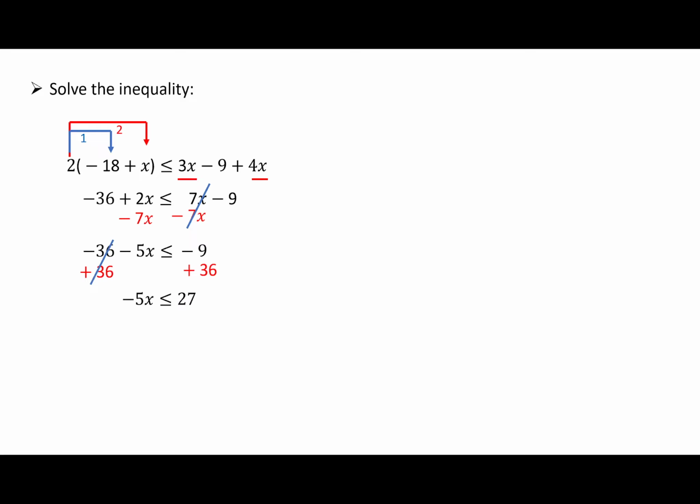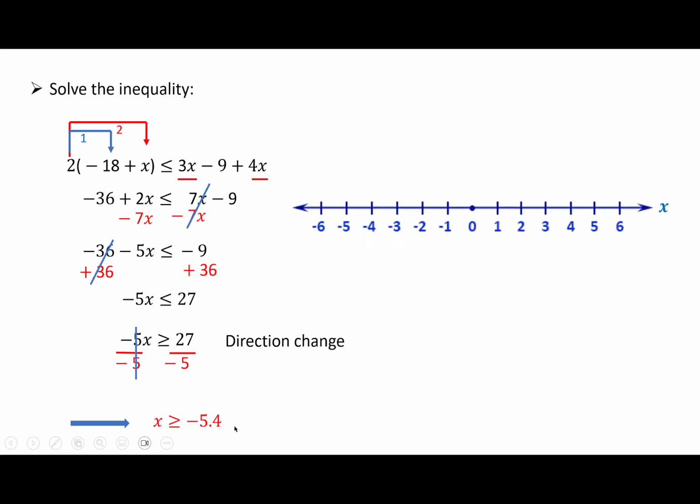So negative 5x less or equal than 27. Now here's what happens. Now we are going to divide by -5. Dividing by a negative number is going to cause this inequality to change direction. See? Less or equal becomes greater or equal. So now x is greater or equal than -5.4. So here's -5.4, and x is greater or equal, to the right.